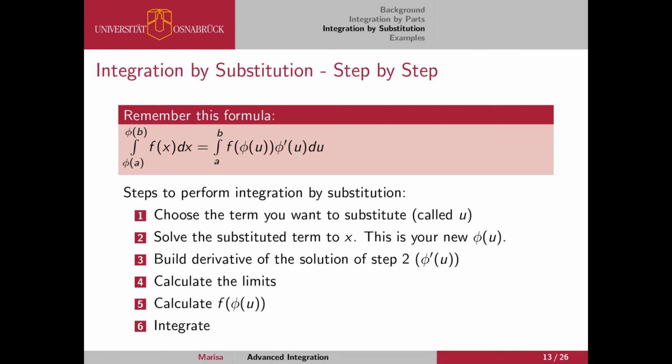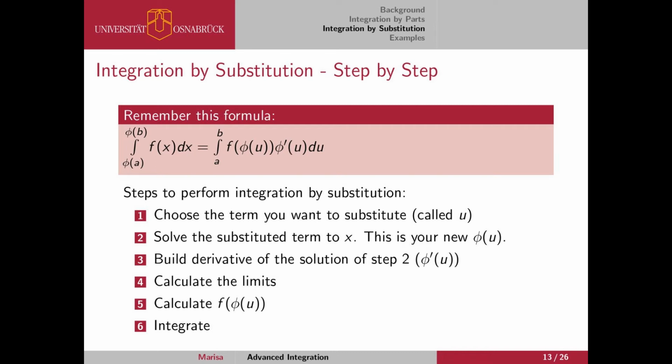On top, you can see the formula for integration by substitution again. There are several steps we have to perform in order to use this formula. I will shortly go through them now, and then we will look at them in more detail one by one, and go through an example together. The first one is the substitution step. In this step, we will choose something that is disturbing us from our integration process and replace it by the variable u.